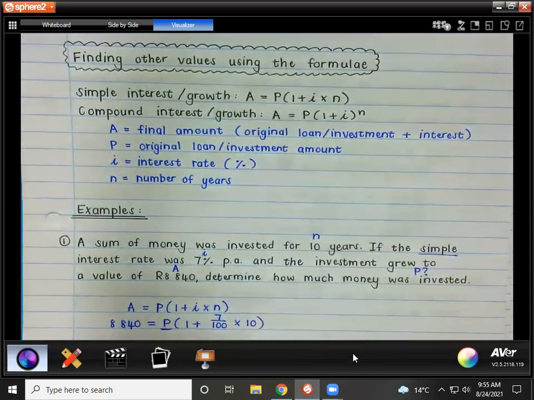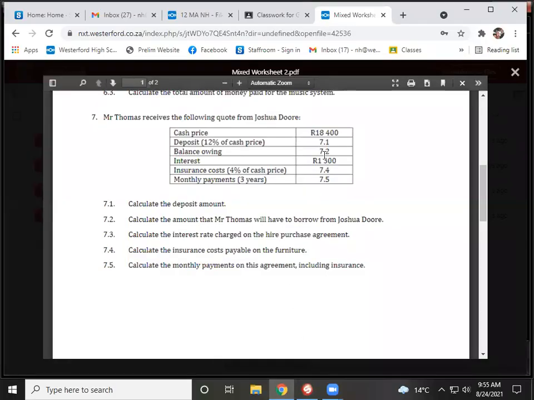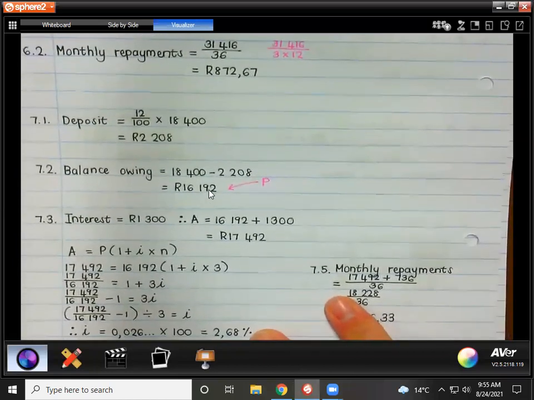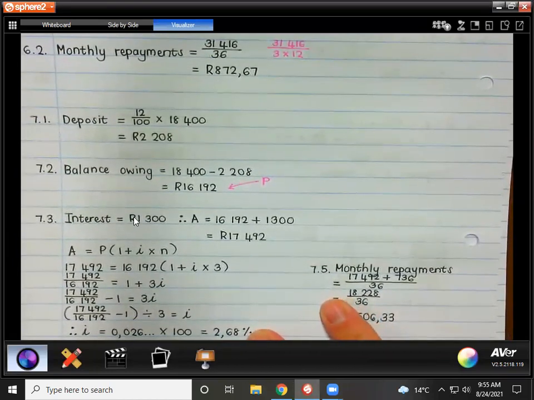Now, didn't they tell us here what the interest is? The interest is 1,300. Do we have our P amount? Do we know what P is? What did we calculate in 7.2? We calculated P, right? So we have P. We know that P is 16,192 Rand. And we know that our interest is 1,300. So our A value is going to be P plus your interest.